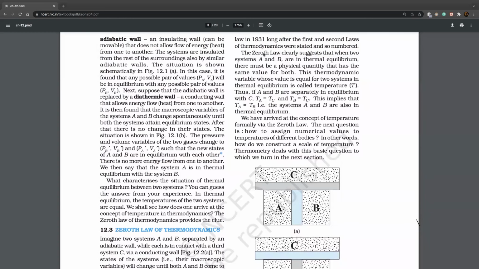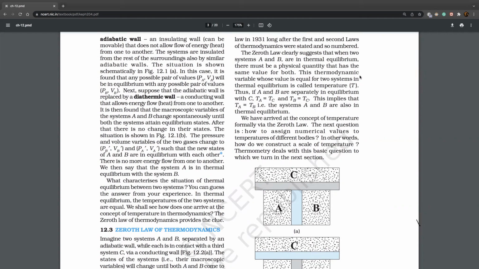Let's do this. The zeroth law clearly suggests that when two systems A and B are in thermal equilibrium, there must be a physical quantity that has the same value for both. This thermodynamic variable, whose value is equal for the two systems in thermal equilibrium, is called temperature. Thermal equilibrium is usually decided by temperature. So if the temperature of two systems is equal, it is said that they have attained thermal equilibrium.